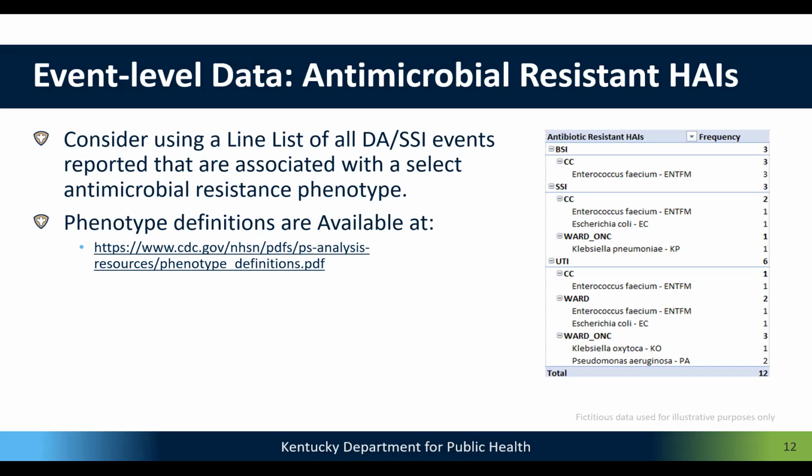These definitions are designed to guide healthcare facilities in identifying specific antimicrobial resistance phenotypes. You can access the phenotype definition document by using the URL on your screen. By applying these phenotype definitions and creating a line list accordingly, you can isolate and analyze events that involve antimicrobial resistance. This focused approach allows you to gain insights into the prevalence and the impact of specific antimicrobial resistance phenotypes within your healthcare facility.